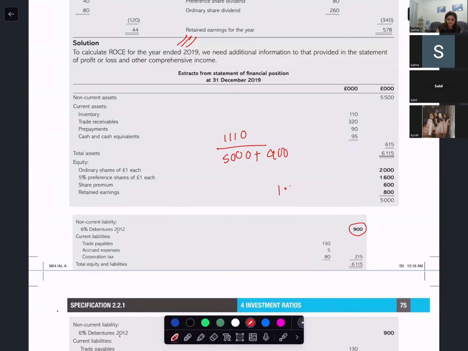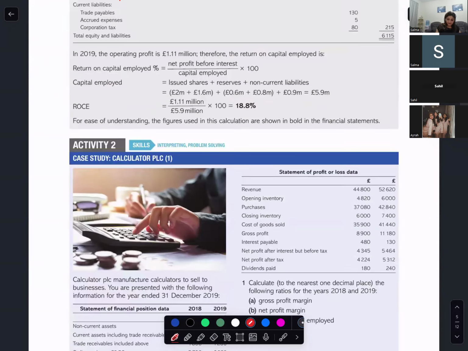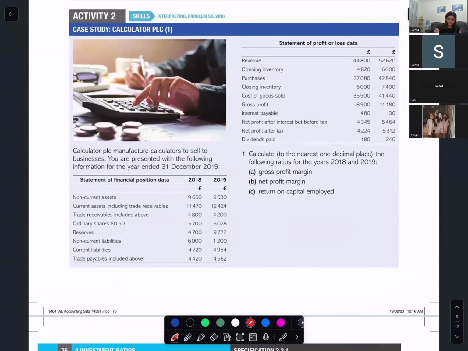So it is 1.11 million divided by 5.9 million, into 100. It will become 18.8%. Are you with me? Okay, fine. I want you to take this activity and find the gross profit margin, the net profit margin, and the return on capital employed. And I am waiting for you.